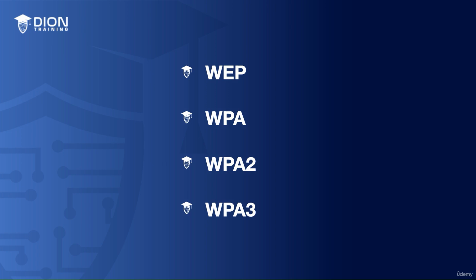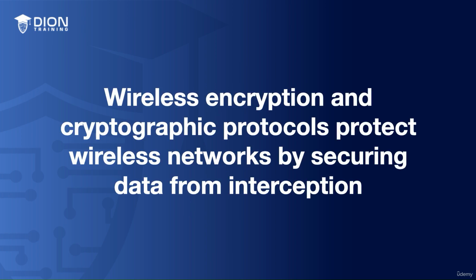First, let's review some of the most common forms of wireless encryption, including WEP, WPA, WPA2, and the most secure form of wireless encryption, WPA3. Wireless encryption and cryptographic protocols are an important part of wireless security since they provide us with the algorithms that we can use to encrypt any data being sent over our wireless networks to ensure that it's unreadable to anyone who might try to intercept it.